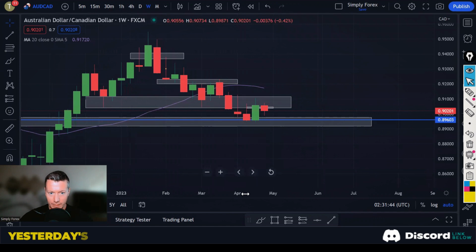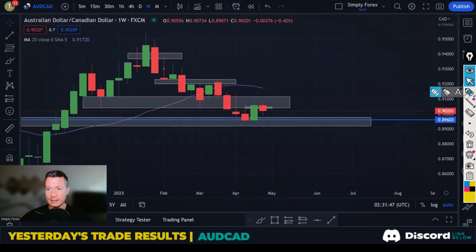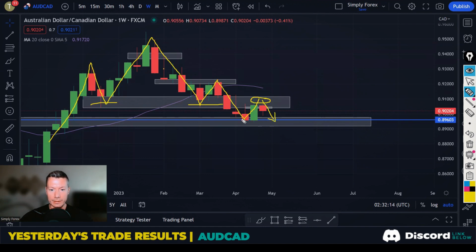So the first one was this. It was Aussie dollar against the Canadian dollar. This is the weekly chart because it was a bit of a weekly play. As you can see, guys, price was in an uptrend until these lows here were broken. As soon as that's broken, we are in a downtrend. Then price has come back up to this area of resistance, and the idea is to try and take price back down to these lows. Structurally, that is what we're looking at.